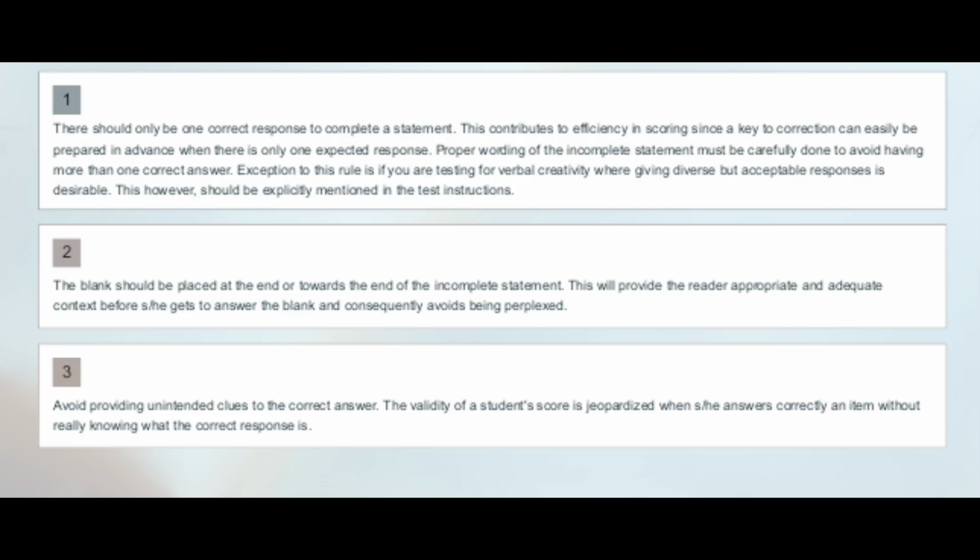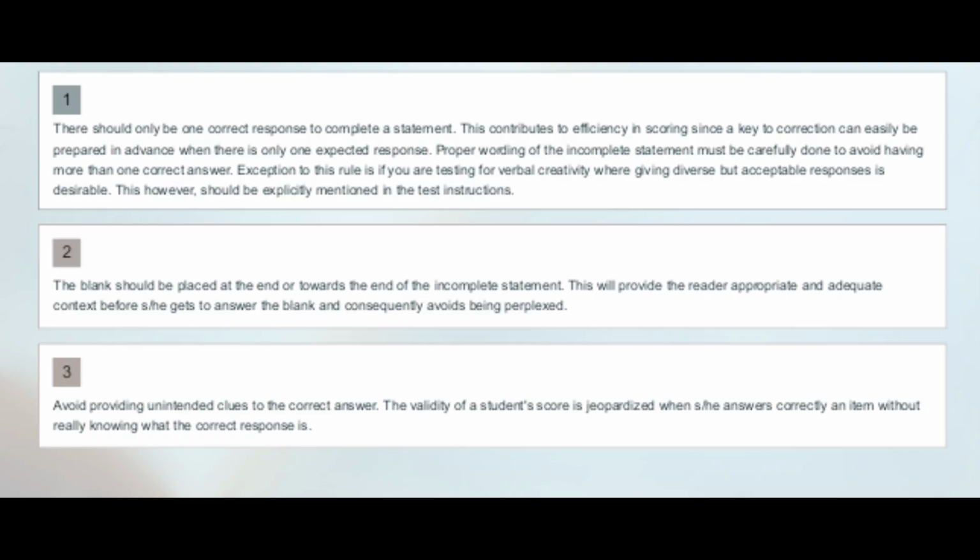As I've said, it is an objective supply type. This contributes to efficiency in scoring, since a key to correction can easily be prepared in advance when there's only one expected response. Proper wording of the incomplete statement must be carefully done to avoid having more than one correct answer. The exception to this rule is if you are testing for verbal creativity or giving diverse but acceptable responses is desirable. This, however, should be explicitly mentioned in the test instructions.